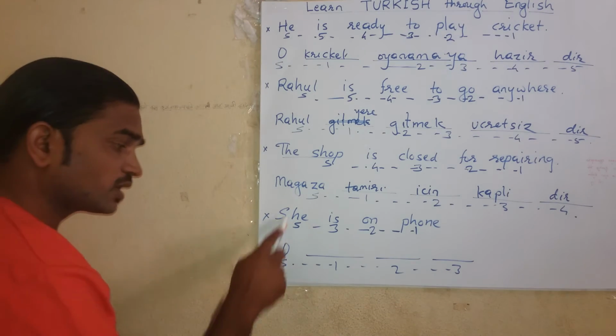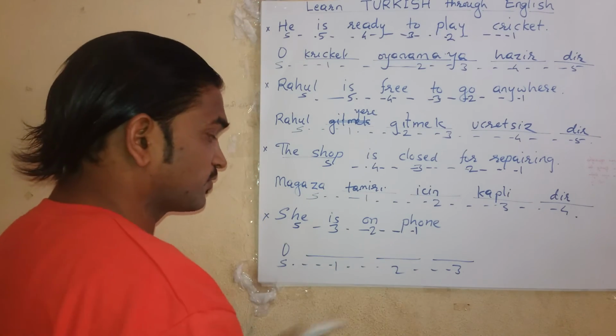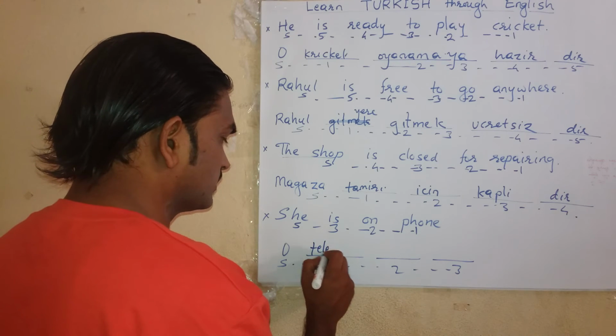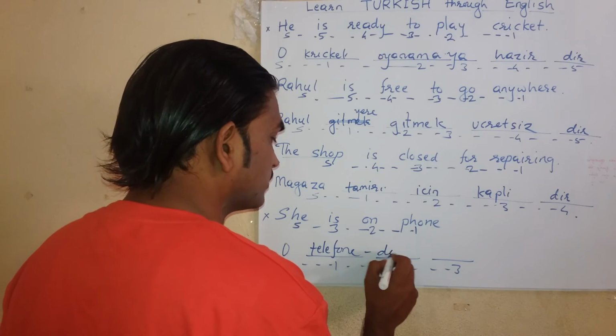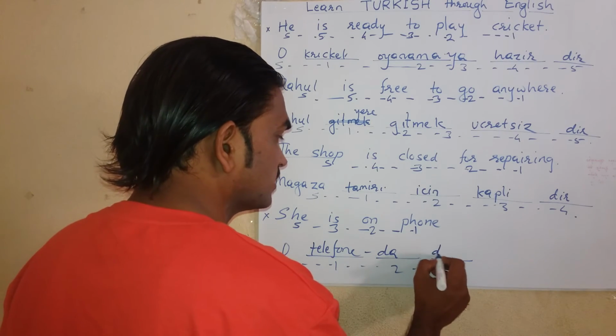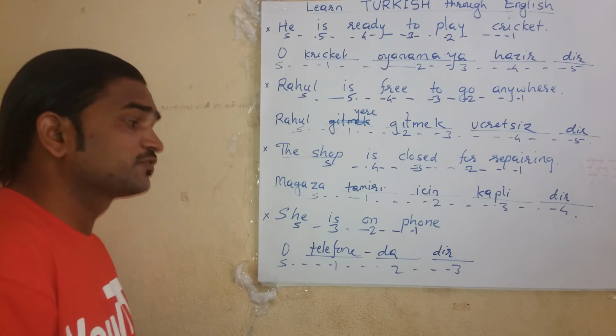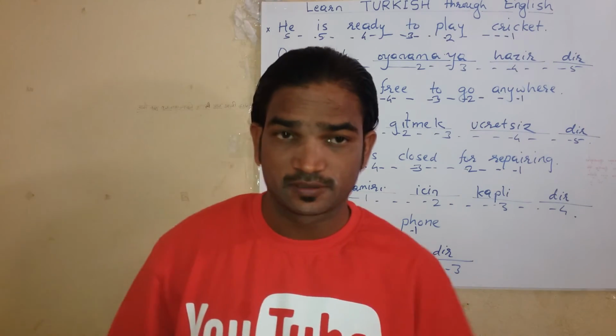Now pause the video and try yourself. Start. The word for he is o. The word for phone is telephone. The word for on is da, telephone da. The word for is is dir, telephone da dir. O telephone da dir.